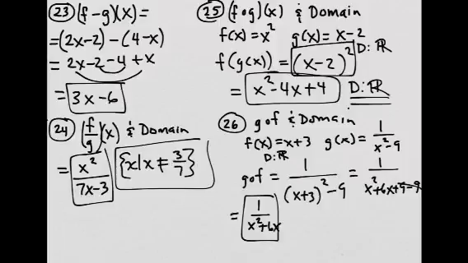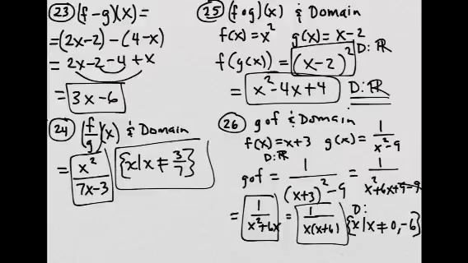So I can factor it, and I see that the domain for the composition is all x such that x cannot equal 0 or negative 6. Okay, so that's the domain, and either one of these is fine for the function, the one for the composition, and then this would be the domain.